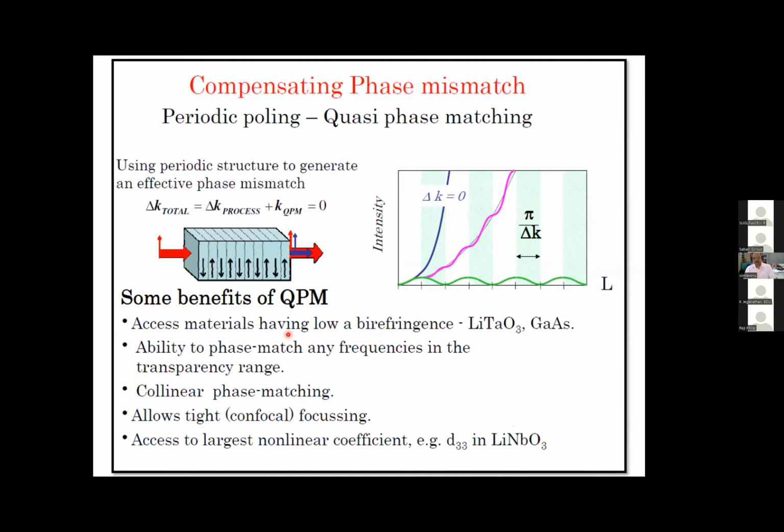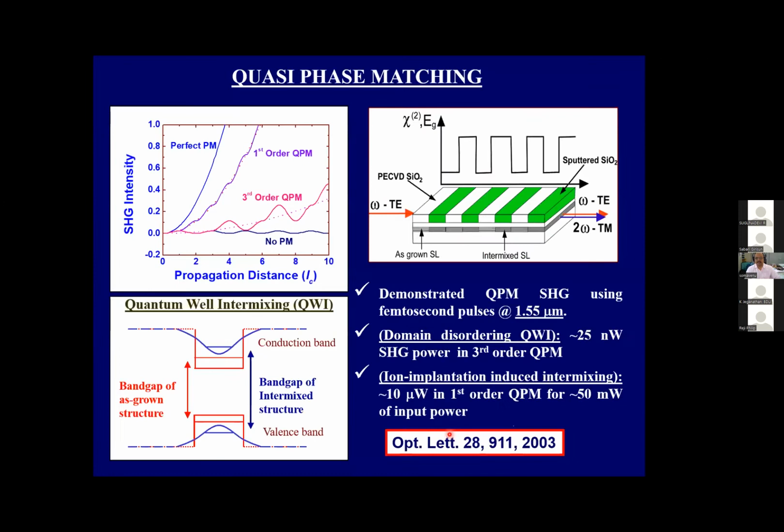So this is for materials like lithium tantalate or gallium arsenide. So the ability to phase match any frequencies in the transparency range, for example, 15 microns, 10 microns, 7 microns, normal material like lithium niobate, those crystals will not work. Therefore, these crystals will help us in achieving this kind of a conversion. We can access the largest coefficient, for example, d33 in lithium niobate.